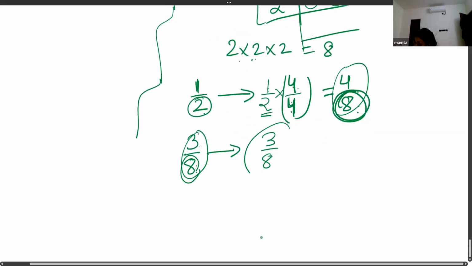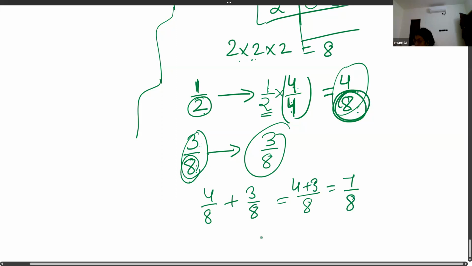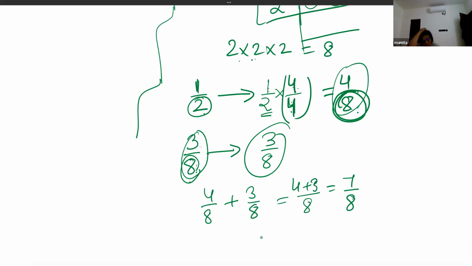Now add these both. We have converted 1 by 2 into 4 by 8, and 3 by 8 is kept the same. Now add both the fractions. Are they like fractions or not? Now they become like fractions. So write the denominator same and add the numerator. 4 plus 3 is 7 by 8. So answer is 7/8. Understood, children? Yes.